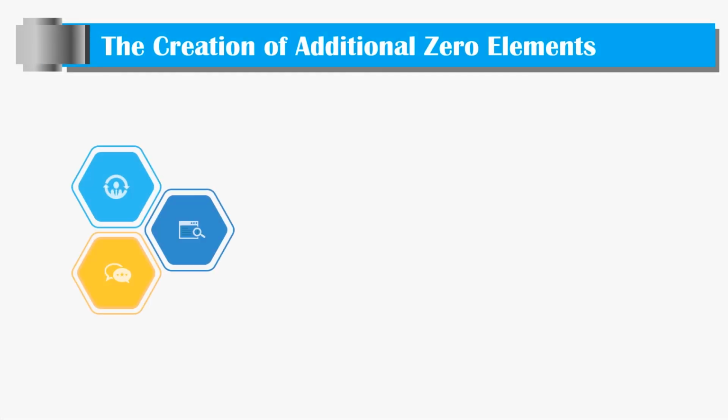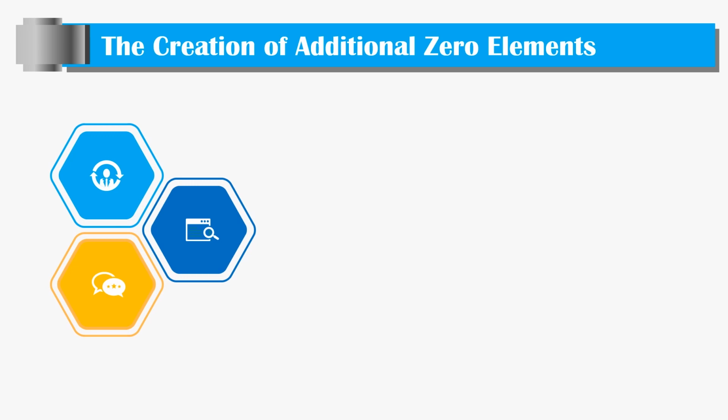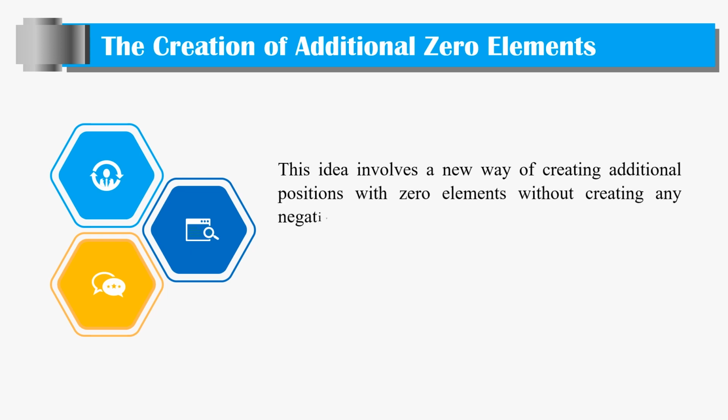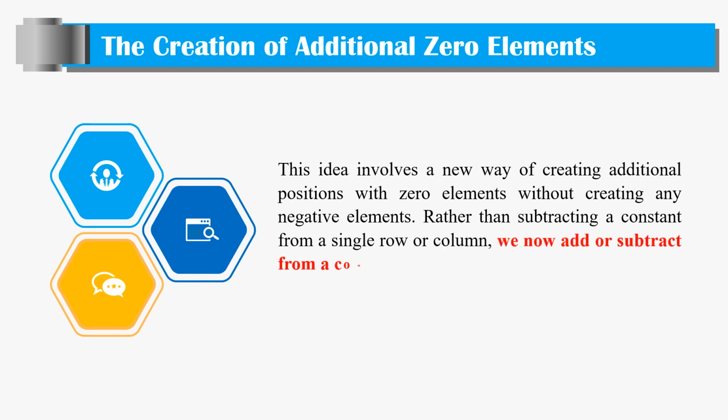The creation of additional zero elements. That is, in these problems, we need to create additional zeros so we can try assignments. The idea involves a new way of creating additional zero positions without creating any negative elements, rather than subtracting a constant from a single row or a column. We now add or subtract from a combination of rows and columns.